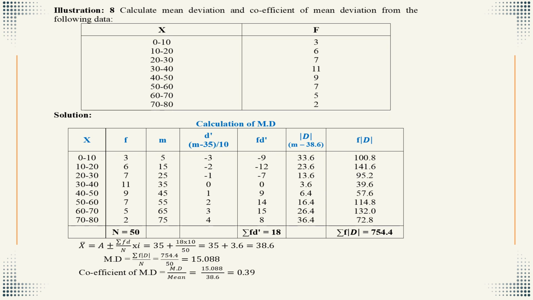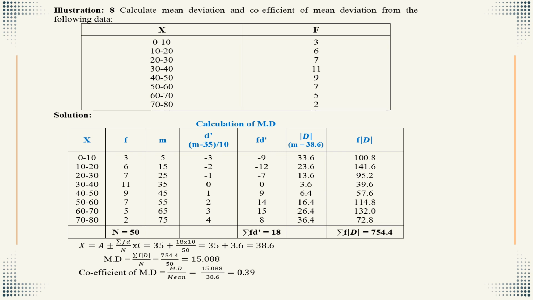Here the real arithmetic mean has been calculated, that is x bar equal to A plus sigma f d dash by n into i, equal to 35 plus 18 into 10 by 50, equal to 35 plus 3.6, equal to 38.6. Modulus D should definitely be the difference between the real arithmetic mean and the mid value. So the real arithmetic mean is 38.6. The calculation is given just below.